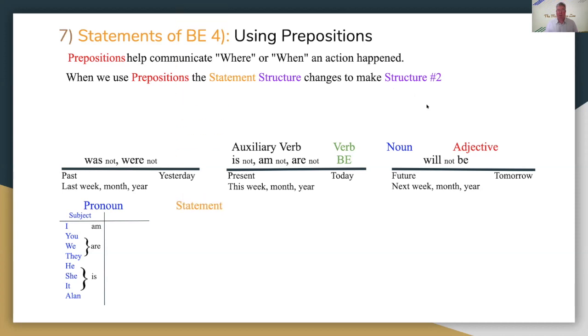So we can make our statement. We can make a positive or a negative statement. Now, we've used the word from. From is a preposition. I am not from America. I am from Adelaide. So we simply put a noun in here. We can put our subject in here. And that is structure number 2.